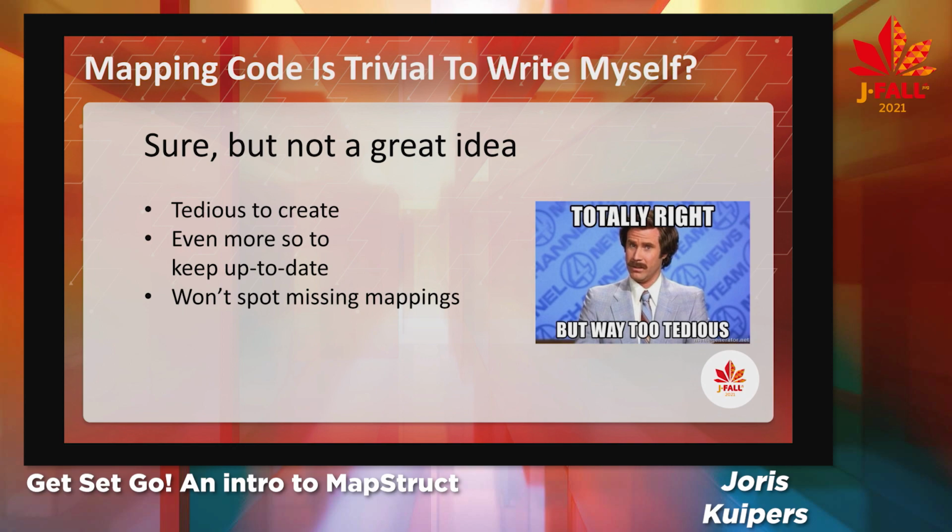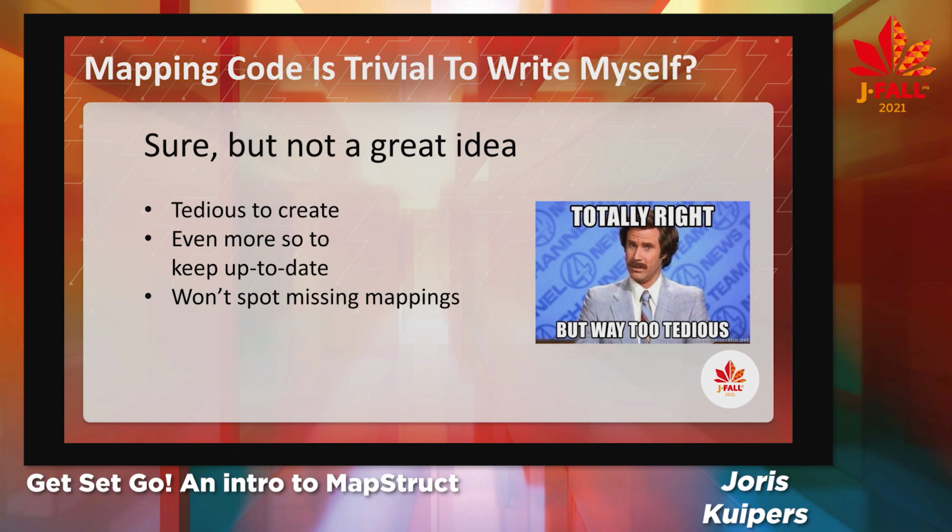Now, when you look at the code that you need to write for something like this, it's actually trivial, right? It's typically just calling a bunch of getters and setters, or maybe using constructors if you're doing immutable things. Why not write that yourself? Well, first of all, it's tedious. It's boilerplate code. You could use something to generate that, maybe from your IDE, but it's also very tedious to keep this code up to date.